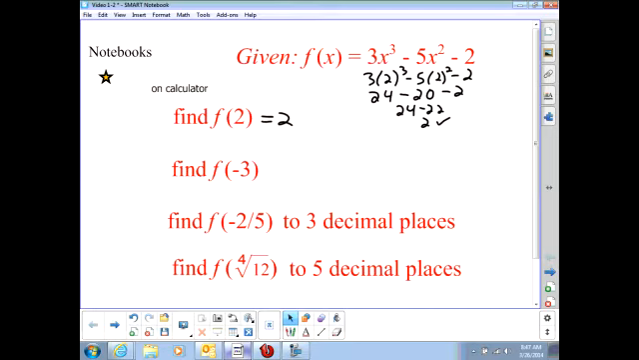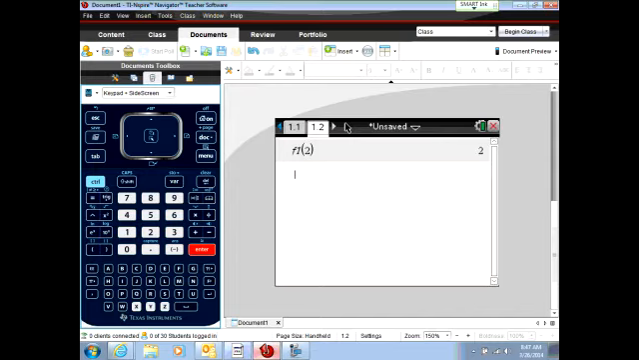So we can do some other ones. If we want to do f of negative 3, we would just do f1 of negative 3. Again, notice when you do the f1, it changes font, recognizing the function. And it tells us that's a negative 128.